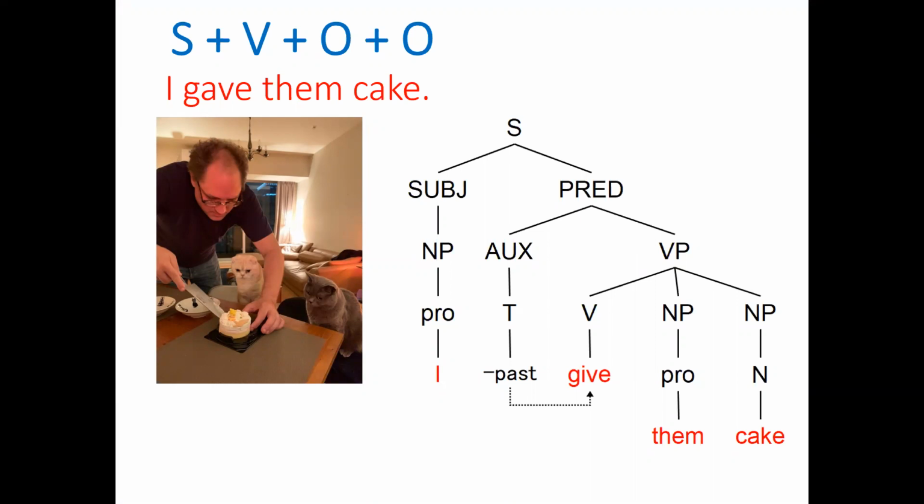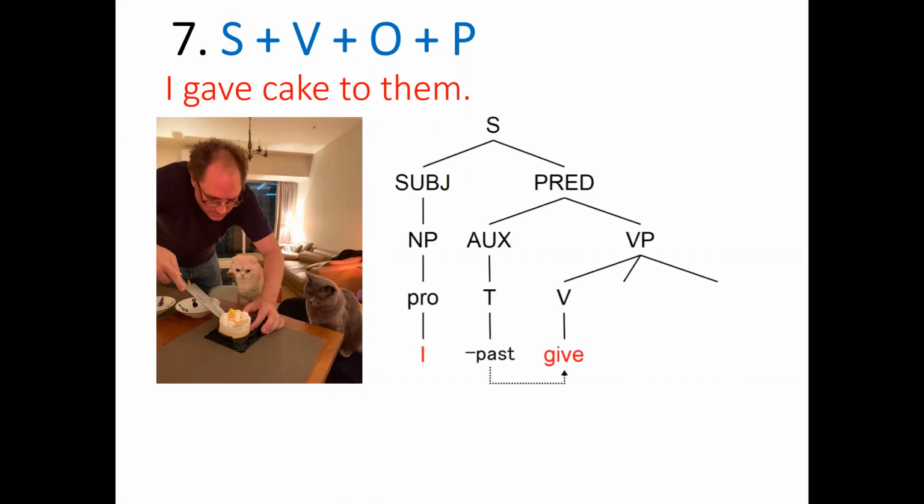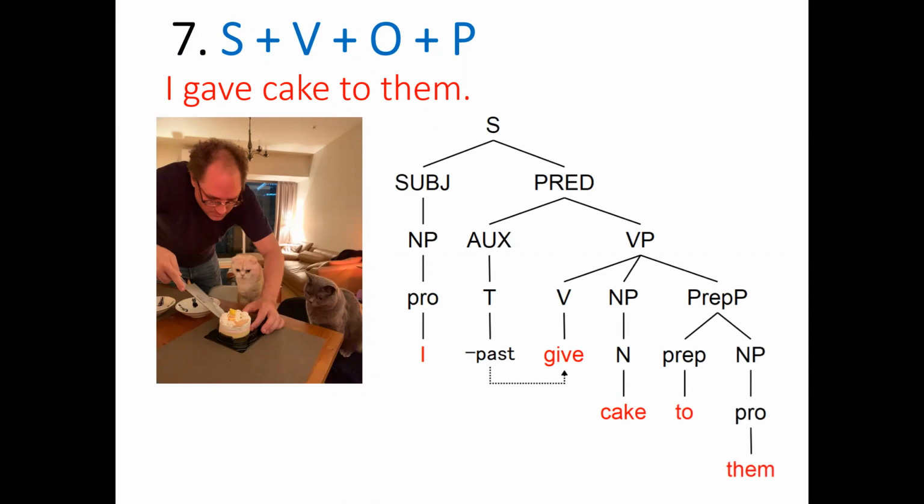Now, looking at sentence pattern 7, SVOP, rather than "I gave them cake," we can say "I gave cake to them." Diagramming the sentence, the constituents are mostly the same. But before the noun phrase or the predicate, we have the direct object cake, followed by the prepositional phrase to them. Like the previous example, all of these elements are necessary to complete the sentence.